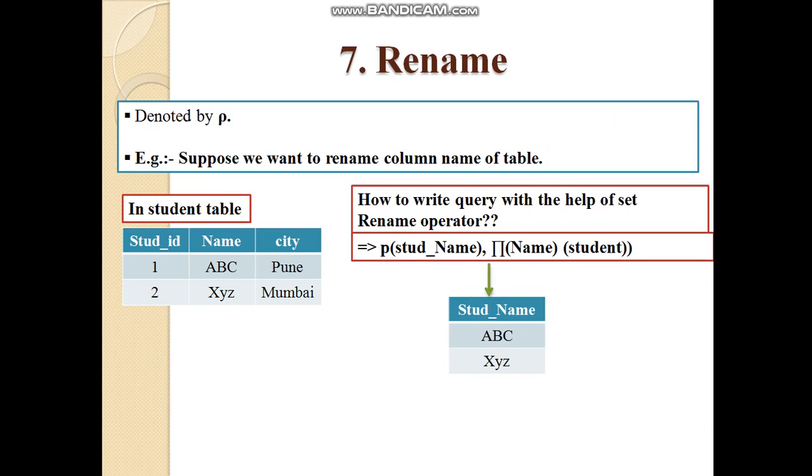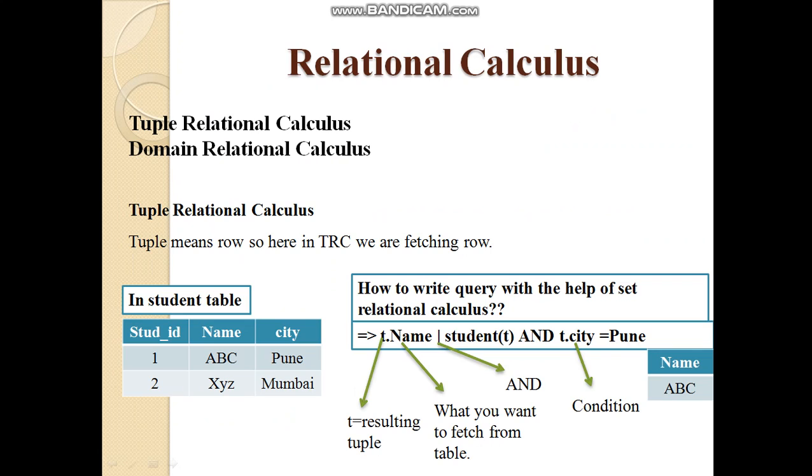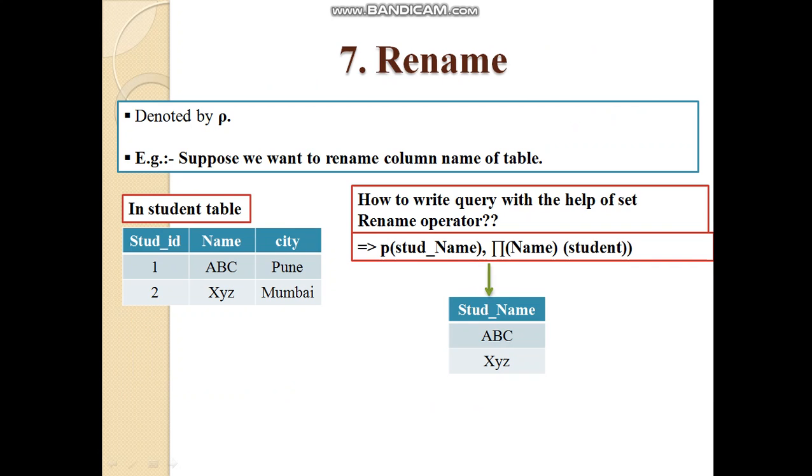Next is rename. Suppose you want to rename a column name of a table. Here in the student table, the column name is name, and I want to rename it as stud name. So how to write this? This is the symbol of rename, then the name which you want to change, this is the select operator. Select the column which you want to rename and the table name.